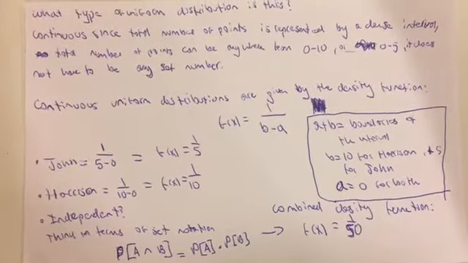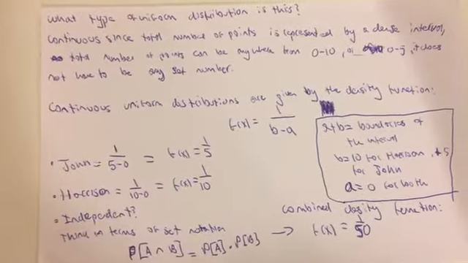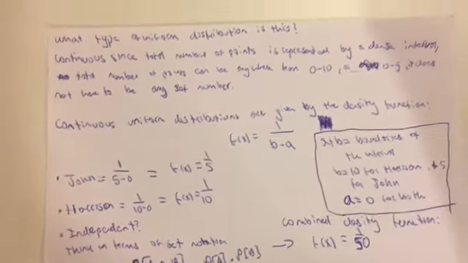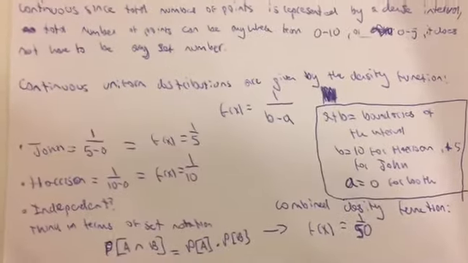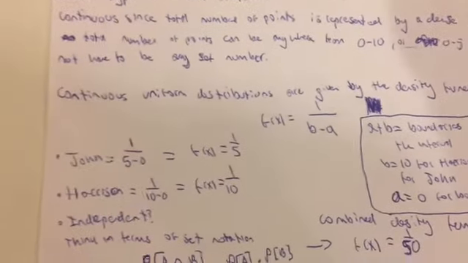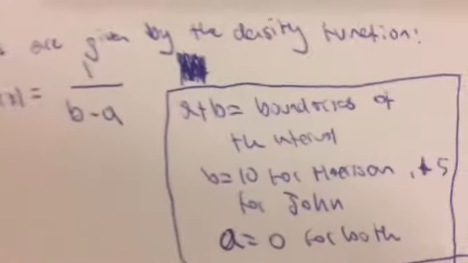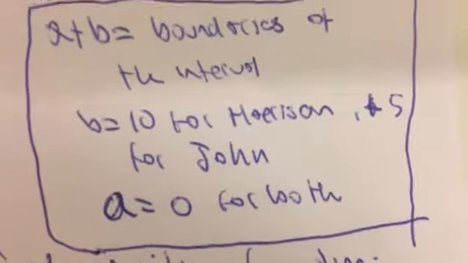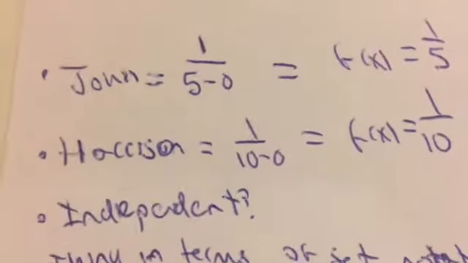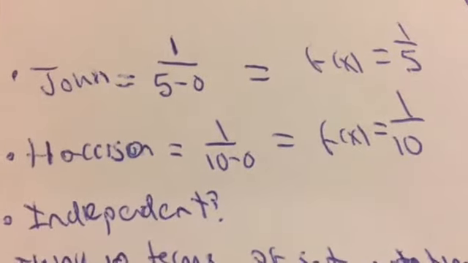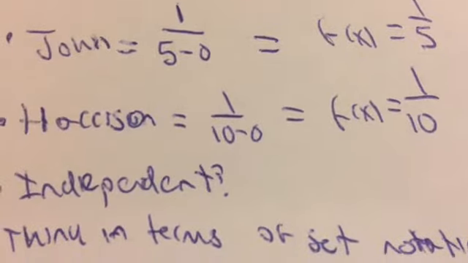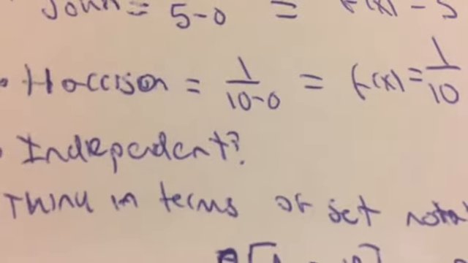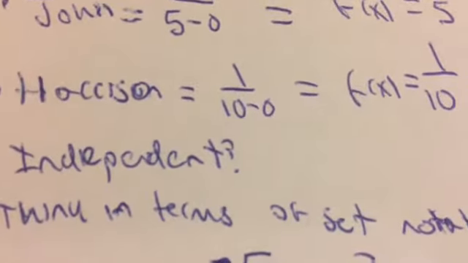Continuous uniform distributions are given by the density function f of x equals 1 over b minus a, where a and b are the boundaries of the interval. b equals 10 for Harrison and 5 for John, and a is 0 for both. For John, the function is 1 over 5 minus 0, or f of x equals 1 over 5. For Harrison, it's 1 over 10 minus 0, and f of x equals 1 over 10.